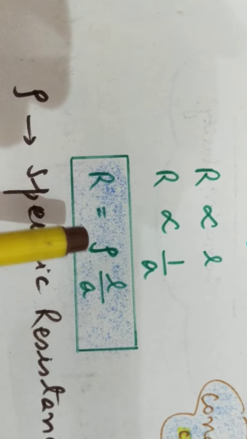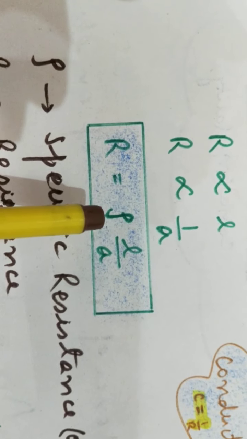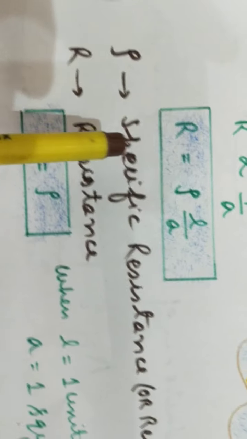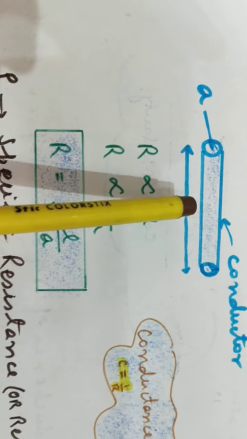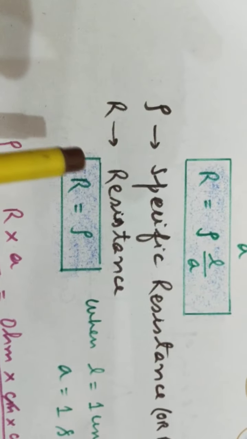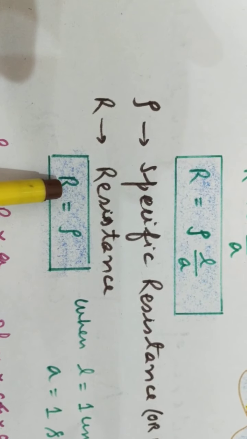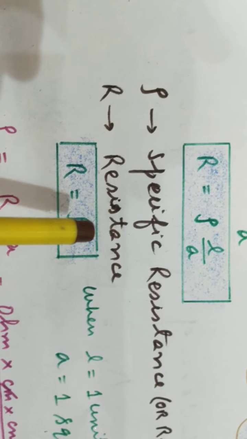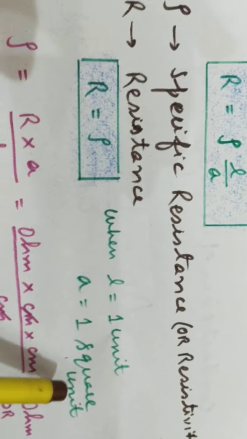So R is equal to rho into L upon A, where rho is the proportionality constant and is called the specific resistance or resistivity of this conductor. The resistance of the conductor will be equal to the specific resistance rho when the length of this conductor is 1 unit and the area is 1 square unit.